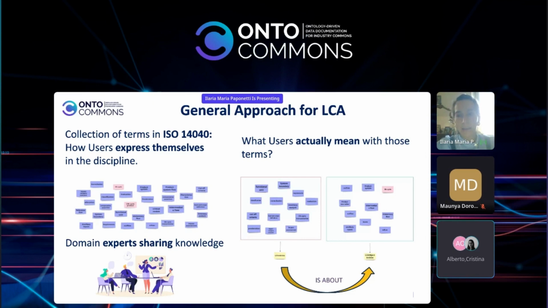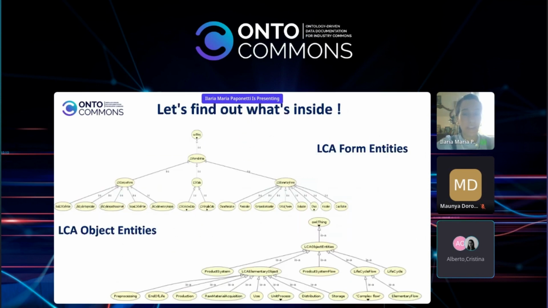Two main classes. The class on the left is LCA form entities, which are about LCA object entities. But let's find out what is inside. LCA form entities were divided into complex form and elementary form, and also LCA data, depending on the complexity of the concept they host. Then at the bottom of the figure, we can see all of the LCA object entities from the processes in the lifecycle, but also the entities and the quantities that enter and exit the lifecycle.